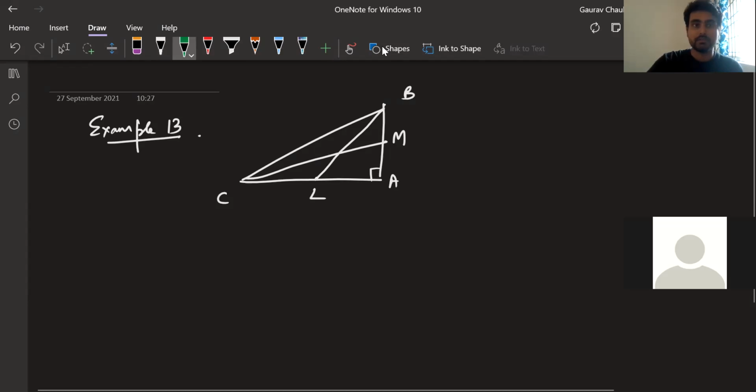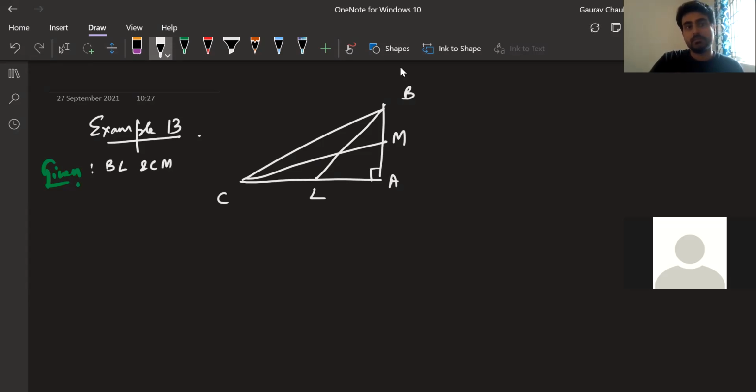So let's write what's given into proof. Given is BL and CM are medians of triangle ABC, and the other thing that's given is angle A is equal to 90 degrees. You can write angle A is equal to 90 degrees, or you can write ABC is right angled at A. Next thing is to prove.